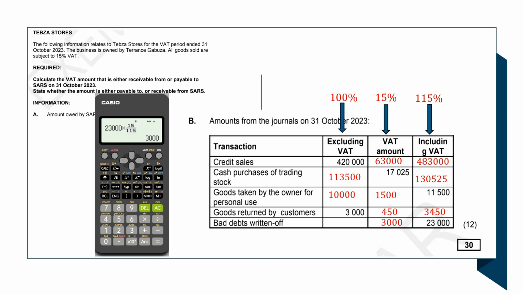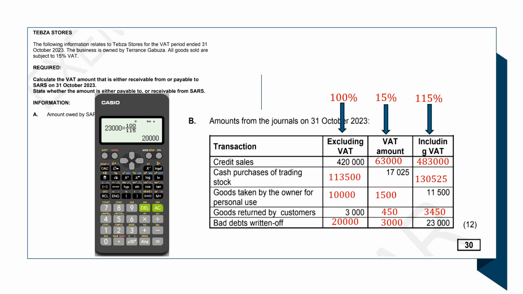Now we need to calculate our excluding VAT amount. What we want, 100%. What we have, 115. So 100 over 115% is 20,000, which comes here.